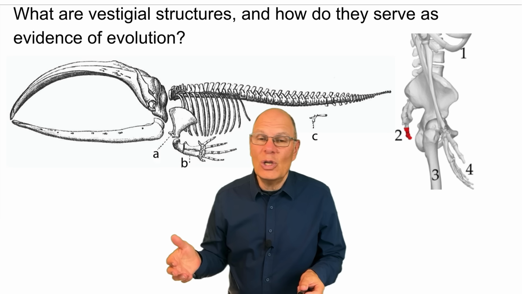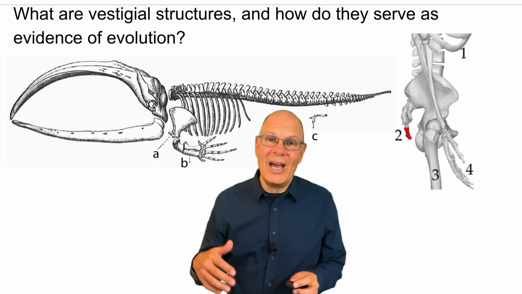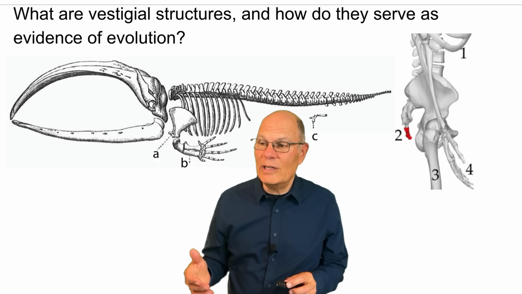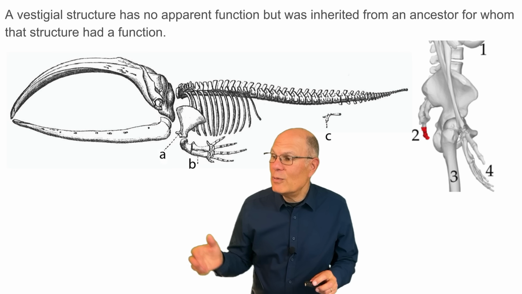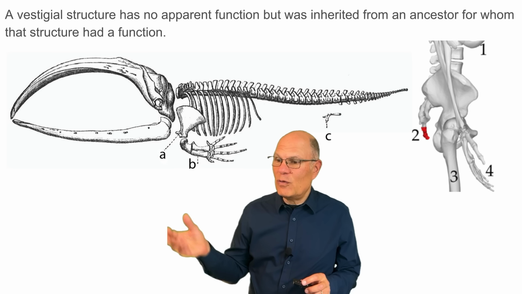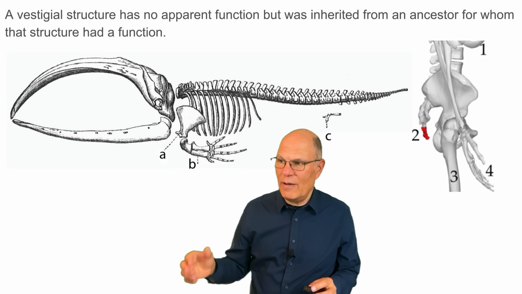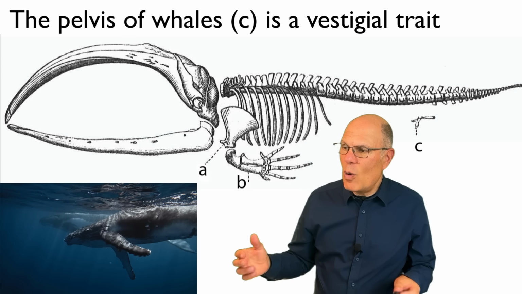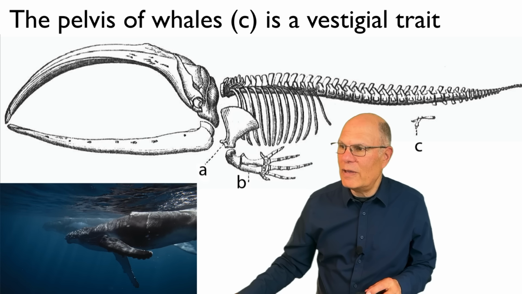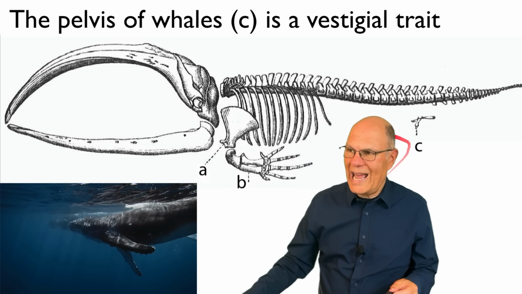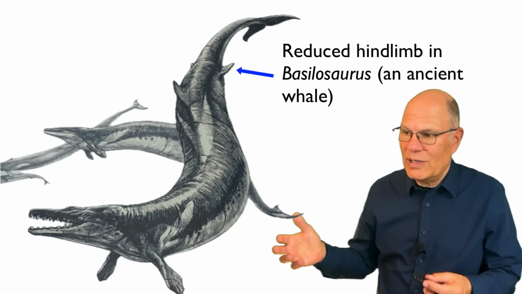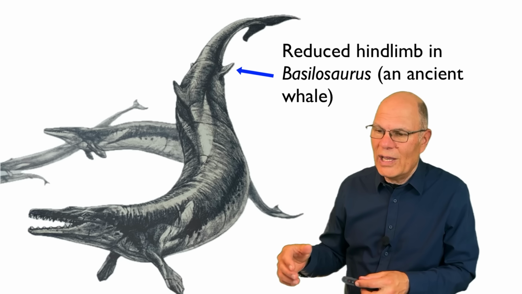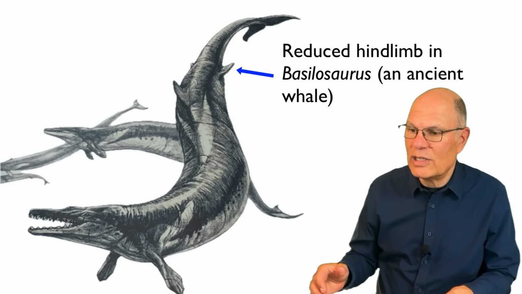A vestigial structure is a special kind of homology that provides further evidence for evolution. A vestigial structure has no apparent function, but it was inherited from an ancestor from whom that structure had a function. For example, whales have no hind limbs, but they have a pelvis over here onto which to attach those limbs. Why do they have that? Their ancestors possessed hind limbs, which were lost as whales adapted to their aquatic lifestyle.